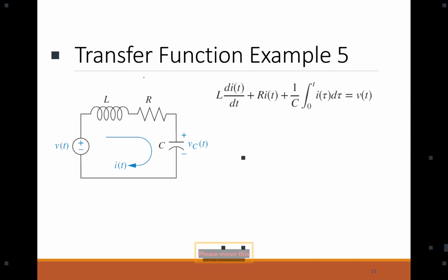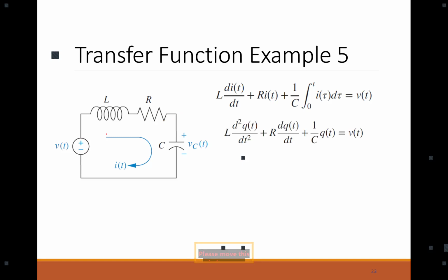Now we know that if we run a KVL, L di/dt plus Ri plus 1 over C times the integral of the current is going to be equal to our voltage source. That should be fully clear. Is that okay? Very good.